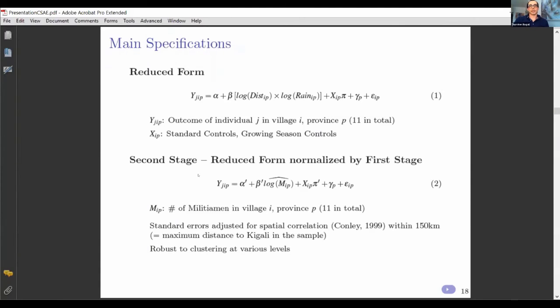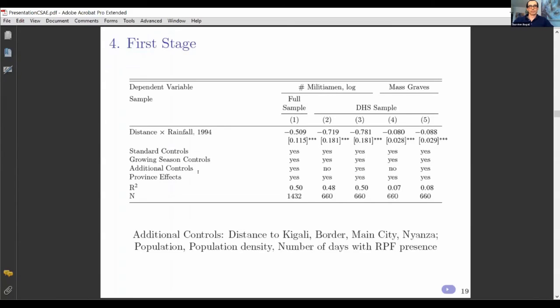And then in the second stage, I normalize the reduced form by the first stage. So here you have the first stage. In the first three columns, you see the number of militiamen as an outcome, external and local together. And it already suggests that places further away from the main road with more rainfall receive significantly fewer militiamen.